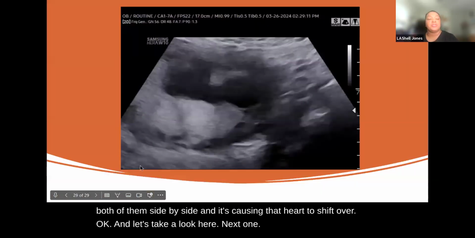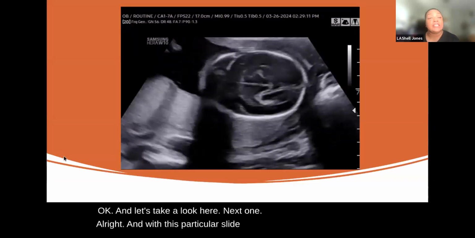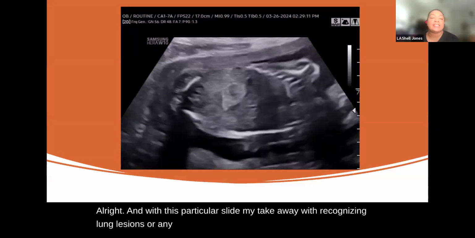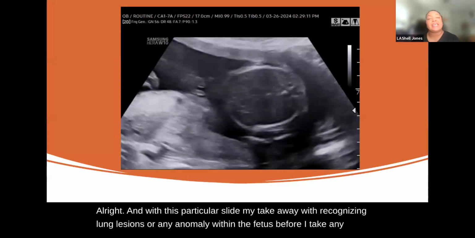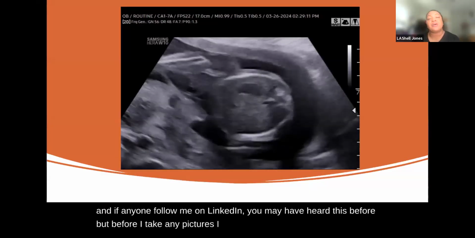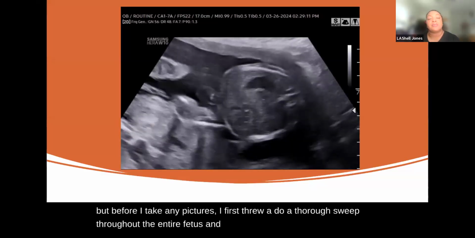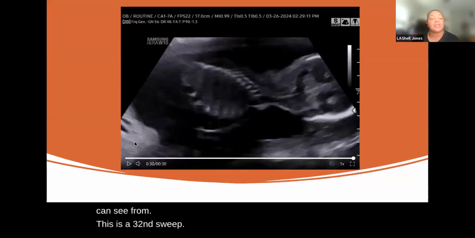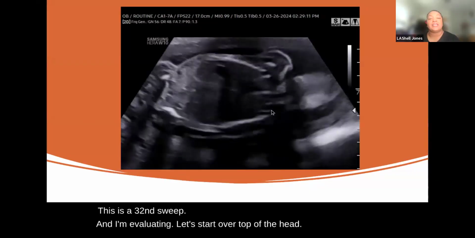All right, and with this particular slide, my takeaway with recognizing lung lesions or any anomaly within the fetus is this. If anyone follows me on LinkedIn, you may have heard this before, but before I take any pictures, I first do a thorough sweep throughout the entire fetus. And so I want to actually start over so we can see from the beginning. This is a 30-second sweep, and I'm evaluating, let's start over, top of the head to orbits, palate.